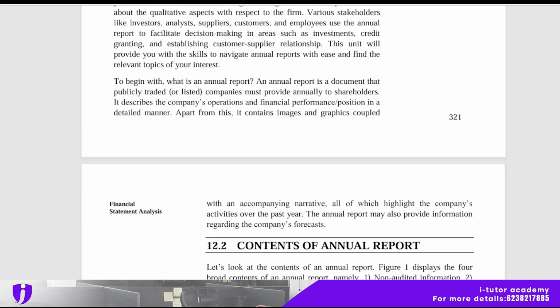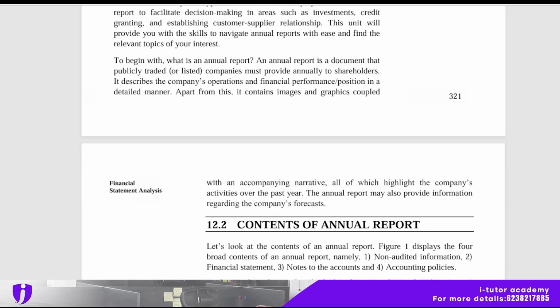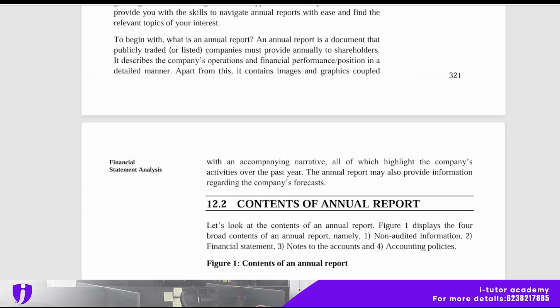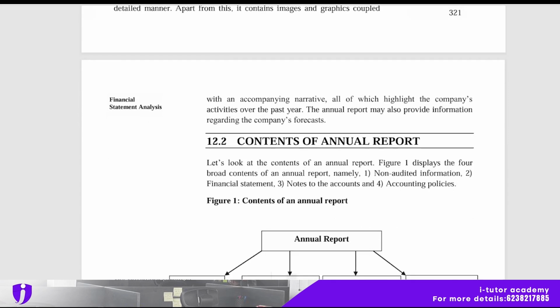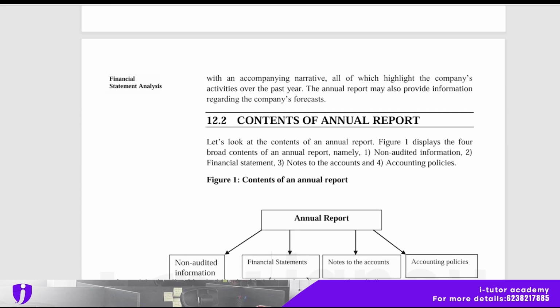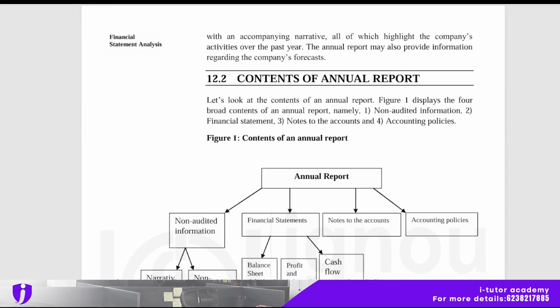This unit will provide you with the skill to navigate annual reports with ease and find the relevant topic of your interest. To begin with, what is an annual report? An annual report is a document that publicly traded or listed companies must provide annually to shareholders. It describes the company's operation and financial performance position in a detailed manner. Apart from this, it contains images and graphics coupled with an accompanying narrative, all of which highlight the company's activities over the past year. The annual report may also provide information regarding the company's forecast.